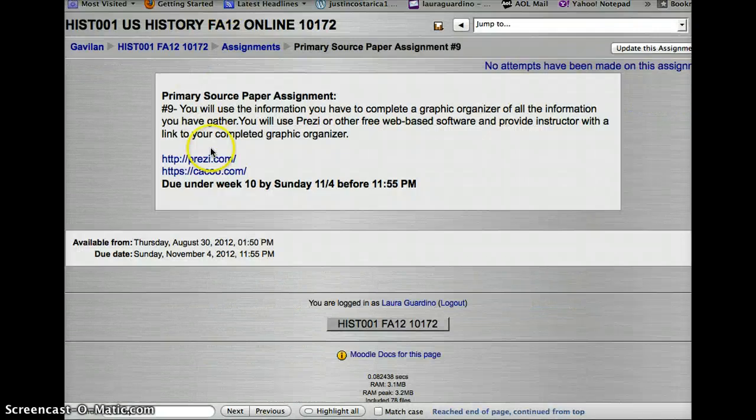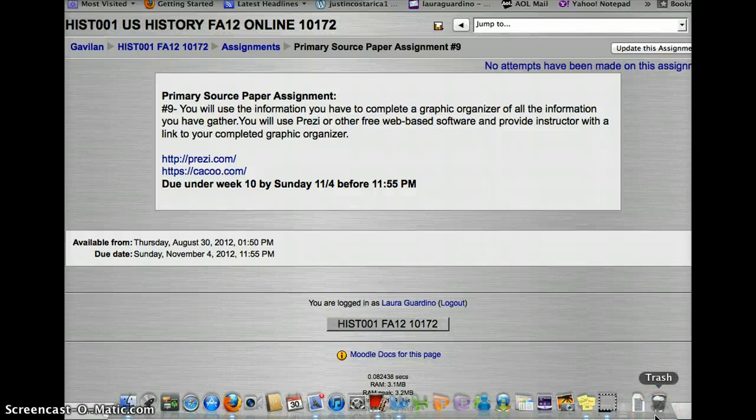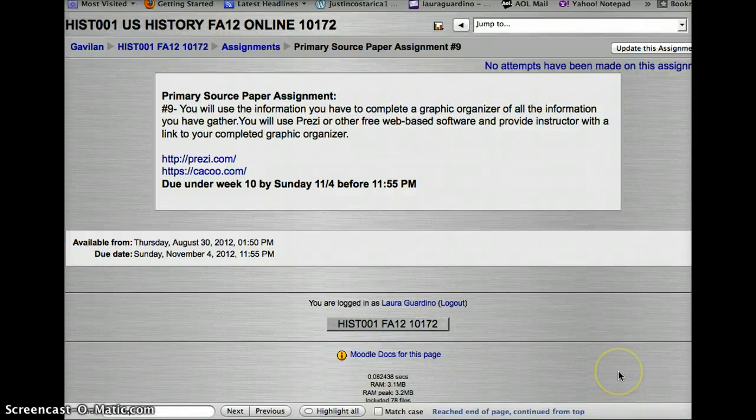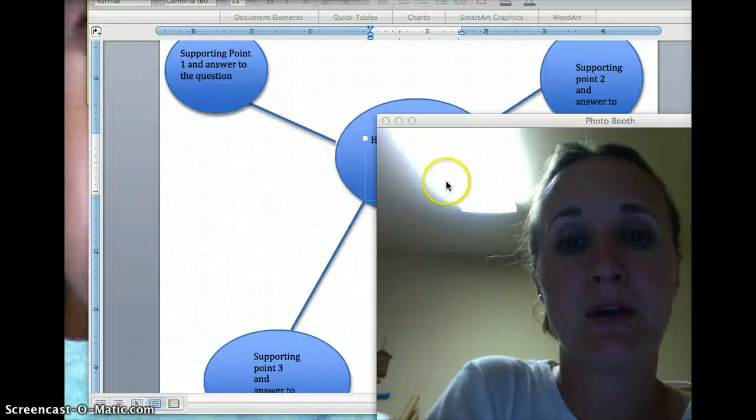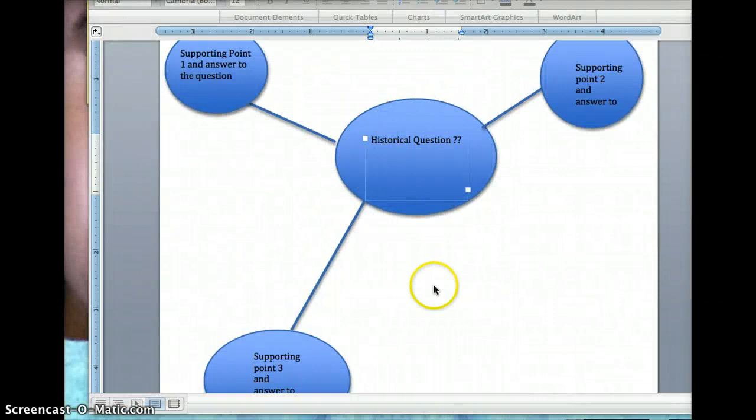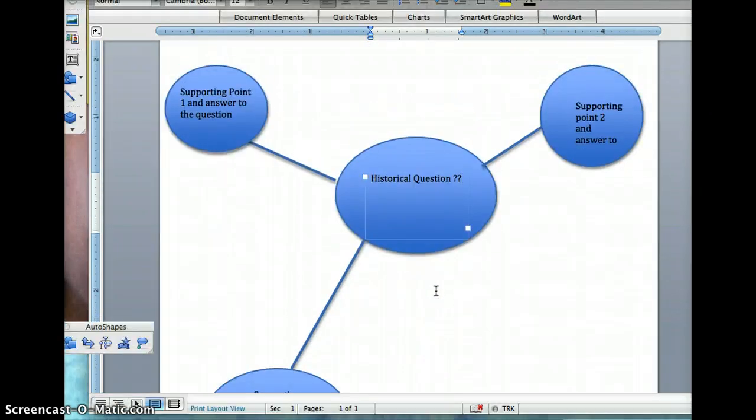The other thing I want to talk to you quickly about this week is your primary source paper assignment. This is going to be where we take all of the research that we've done and pull it together in a graphic organizer that looks something like this. The whole point to this is to begin to form your argument, begin to take all of your research and put it into an argument/interpretation.